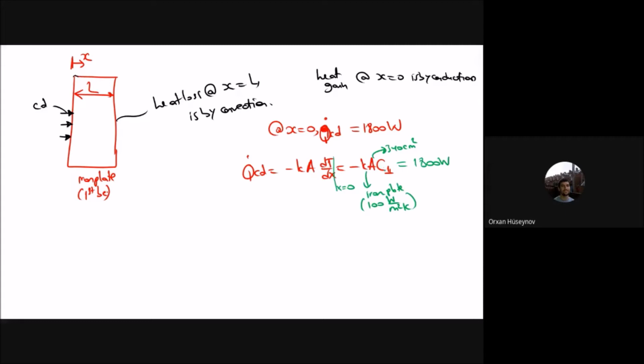you will have the values here, and you can just calculate the C1 value. Or for a general expression, for generality, you will have that C1 is equal to 1800 watts divided by negative k and A. This one will be the value of C1. Okay, so now comes the second value, which is the C2 value. To find the C2 value, we'll use the convection boundary condition at the outlet. Now let's use it.